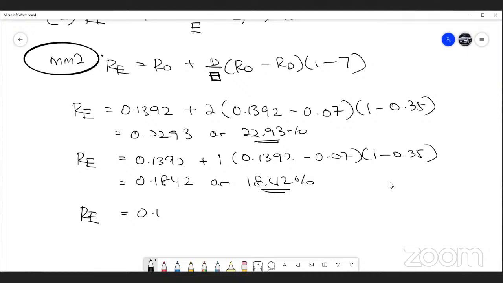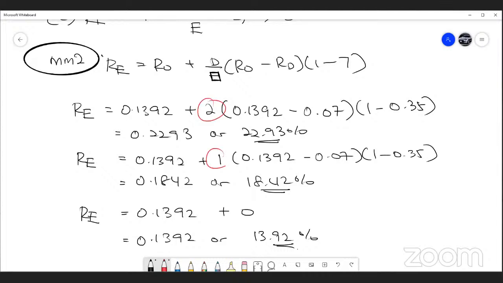And lastly, change it to 0. 0 is the easiest. 0 multiplied with whatever is going to be 0. So it's just going to be 13.92%. That's it. The cost of equity will be changed whenever the debt to equity is changed. Again, based on the MM proposition. So you can see it's very simply done just because you just change the debt to equity.